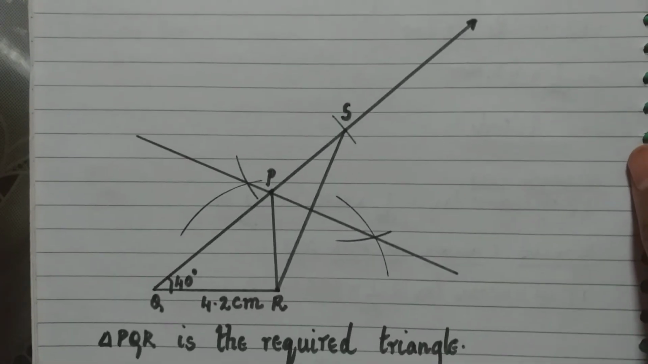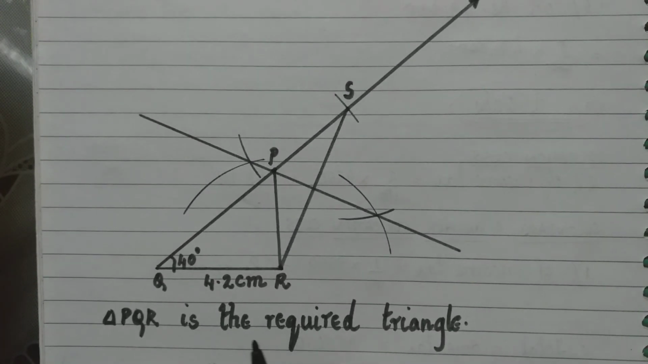So this is how we construct a triangle when the base and angle adjacent to the base and the sum of the lengths of the remaining two sides are given.